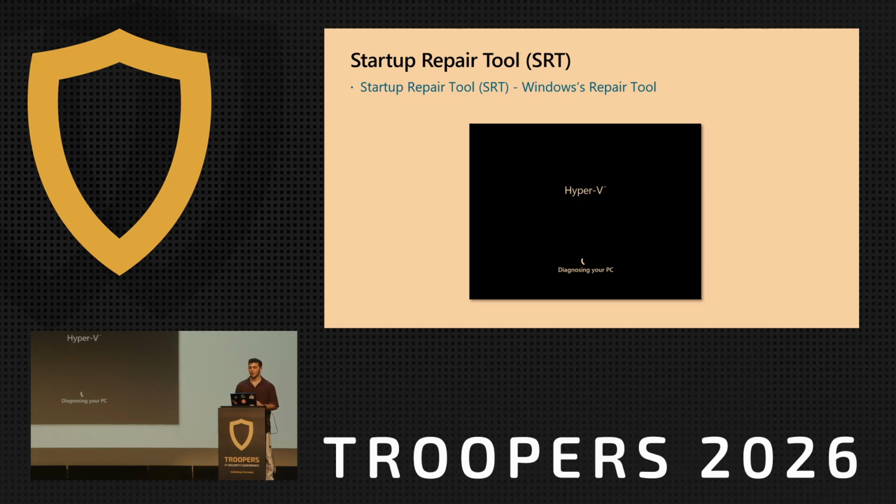So let's now move on to our second exploit candidate, which is SRT, the startup repair tool. And that's the tool that is being executed as part of the automatic repair flow. So SRT is the built-in repair mechanism. It runs when the system fails to boot or experiences repeated crashes.